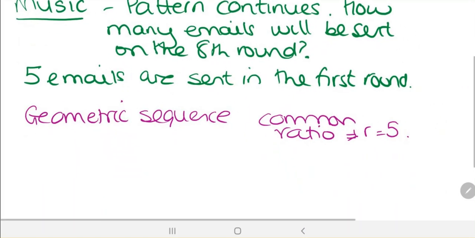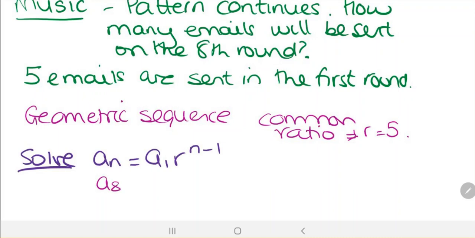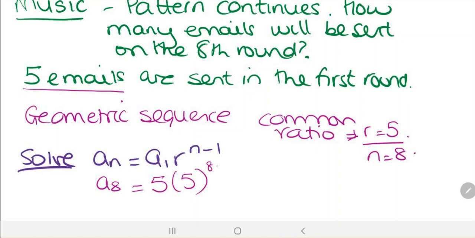So we're going to use the formula now to solve. a_n is a_1 times the ratio to the power of n minus 1. And we're going to substitute in what we know. The term will be the 8th. a_1, the first number, is 5, because this is the first number of emails sent. The ratio we said is 5, so this is multiplied by 5. n is 8, because we're talking about the 8th term. So that's 8 minus 1.